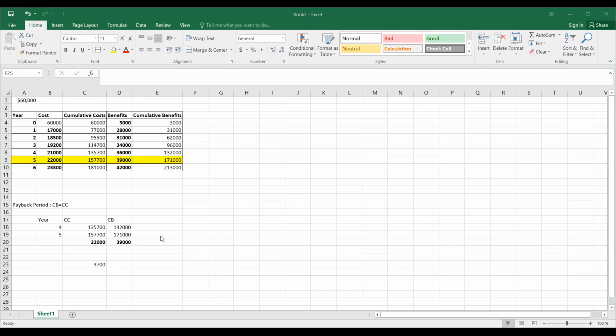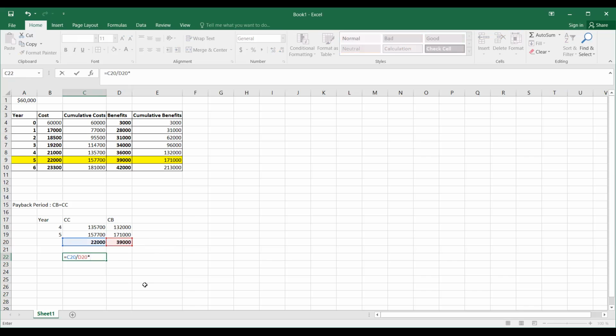Okay, let's make it simple. Let's not waste time. So this is how you do it. You have the difference value of the 2 years, year 4 and year 5, so the value is 22,000. And then you have the difference value for the cumulative benefits from the 2 years, year 4 and year 5. Therefore, if you want to know in which year you would reach the break-even point, you simply do 22,000 over 39,000.